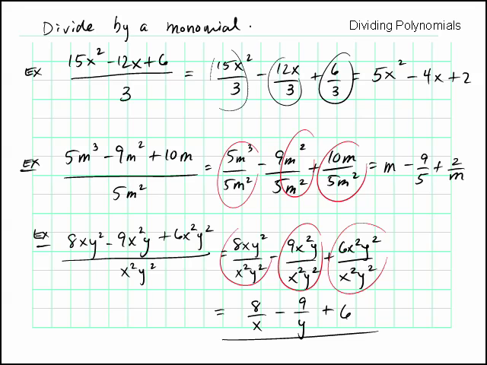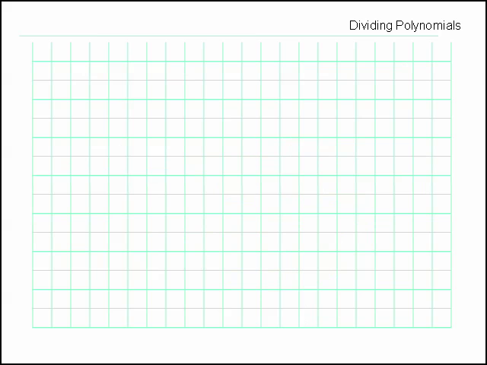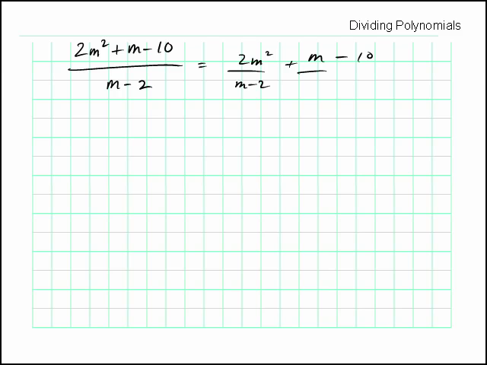Okay, now what if you're dividing by something other than a monomial, like a binomial? Let's take a look at that. Let's say we've got 2m squared plus m minus 10, and we're going to divide by m minus 2. Now, this will not work. You can't split it up and put that m minus 2 under each part, because you just can't simplify each section. So this is not the way to go when you're dividing by a binomial or any other polynomial. So no, don't do that.